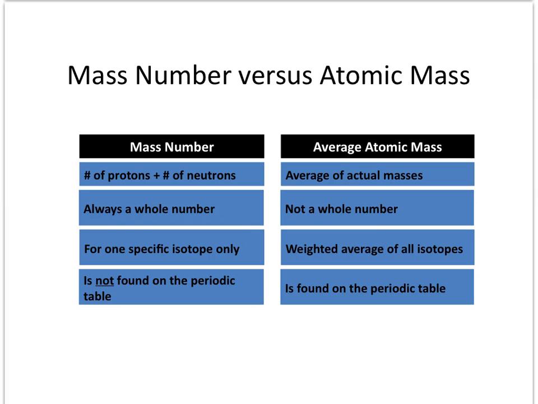In the last section, we talked about what a mass number was. It was the sum of the protons and the neutrons. It was always a whole number. It was for only one specific type of atom. In this case, we're going to say isotope. And it is not found on the periodic table.